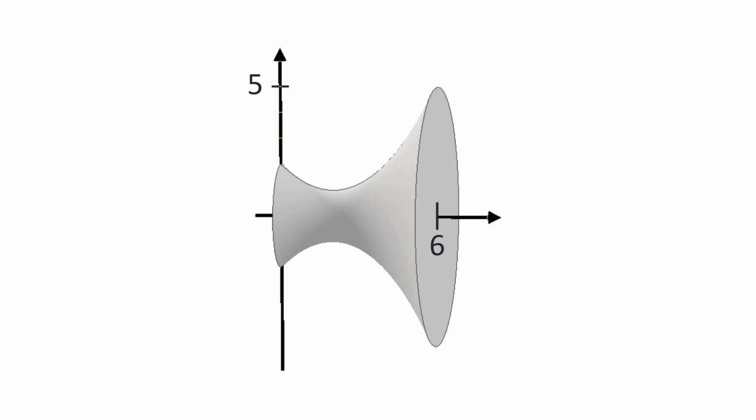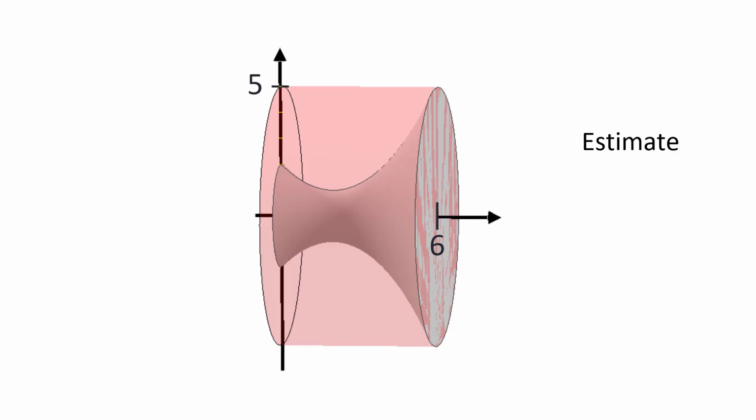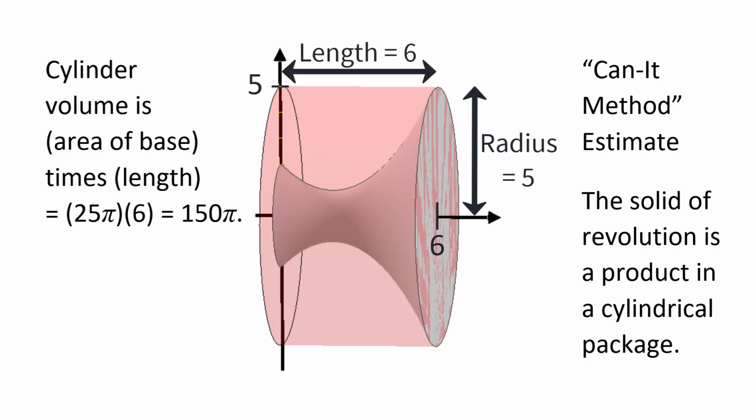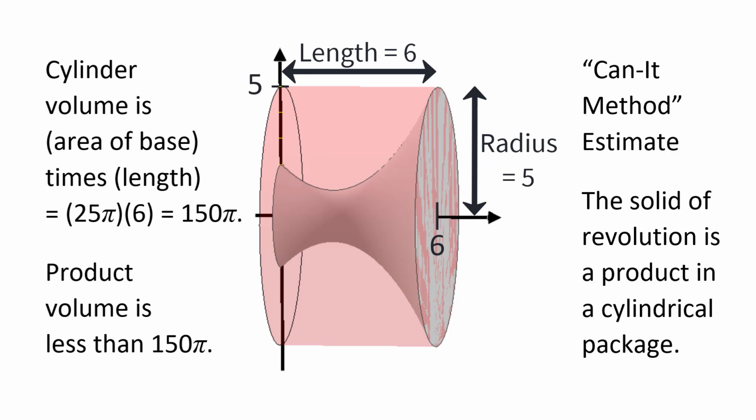Whenever possible, we always start with an estimate. The simplest estimate for the volume of a solid of revolution comes from putting the object into a cylinder. You can think of the solid of revolution as a product we are preparing to ship. We put our product into a cylindrical package, such as a mailing tube or a can. This is explained in more detail in our video, The Can-It Method. The cylinder has a radius of 5 and a length of 6, which gives it a volume of 150 pi cubic units. The solid of revolution inside the cylinder must have a volume of less than 150 pi cubic units.